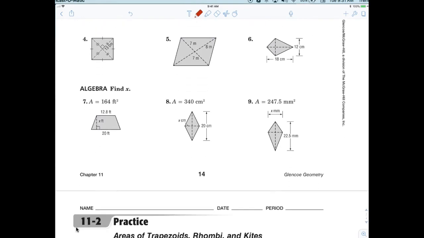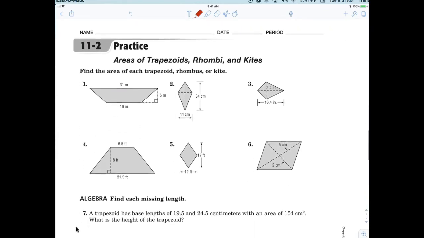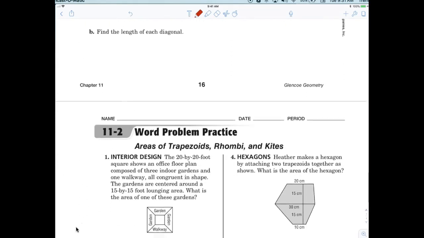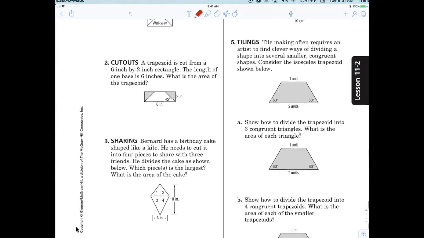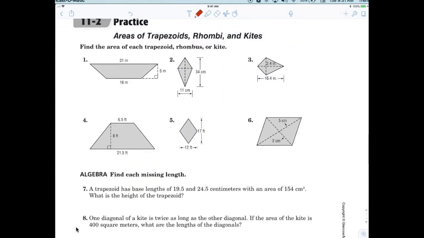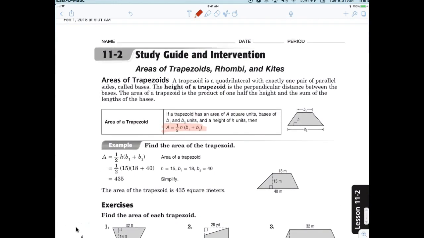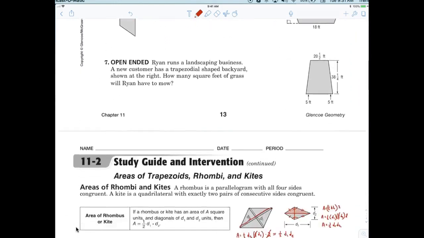Now, the other thing is, I'm really not thinking you have trouble doing the basic algebra, like if they give you the area to find the missing side. So I'm not even going to go over that with you. What I want to do is look at the practice and see if there's anything hard here. No, I honestly think that's pretty easy. If you have a question, you can read the study guide. Those are just the formulas.